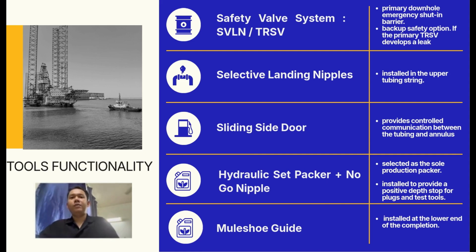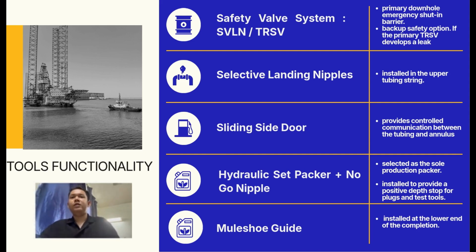A retrievable single hydraulic set production packer is selected as the sole production packer. It seals the tubing casing annulus and directs all the reservoir fluid into the production tubing. The hydraulic set design is particularly suitable for deviated and horizontal wells because it does not require tubing rotation and can be retrieved together with the tubing.